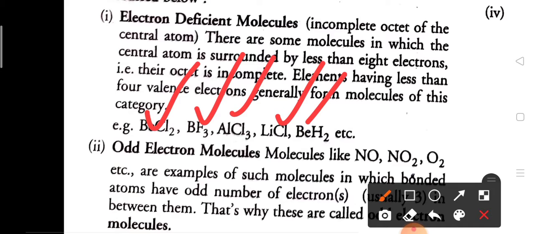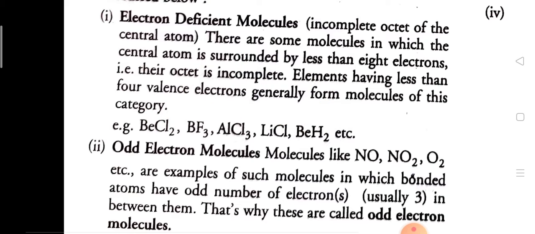While they are reacting with other elements like F, Cl and H, because they are deficient in electrons, their octet will not complete. And the second reason is that they don't have vacant d orbitals, so that's why they do not accept more electrons from the other element.